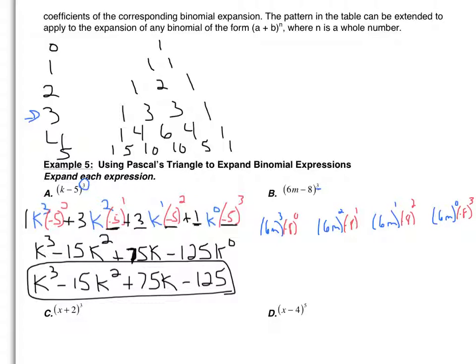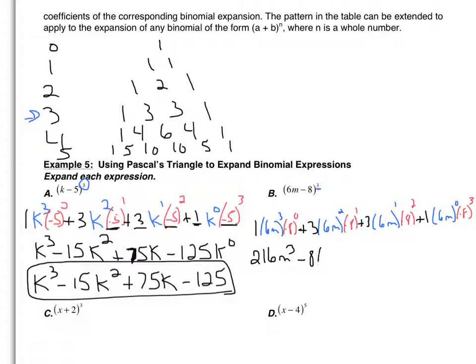Then we're going to fill in Pascal's triangle. So we know this is cubed, so we're going to go to that third row again, and we have 1, 3, 3, 1. So we have 1 plus 3 plus 3 plus 1. And then we'll simplify. So negative 8 to the 0 is 1, and 6 times 6 times 6, we have 216m cubed. And then we have negative 8 to the first, and that's times 6 squared. So 6 squared is 36 times negative 8 times 3.